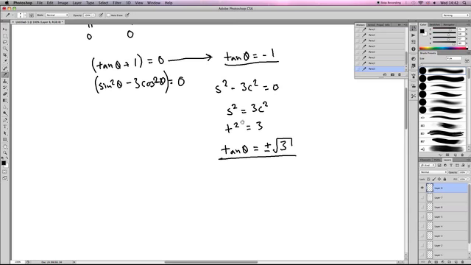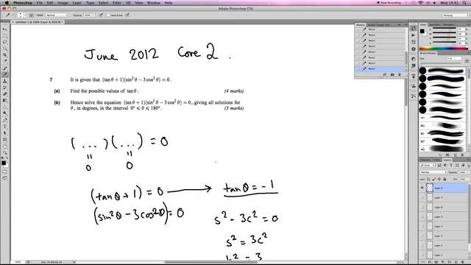So there it is. There's your 4 marks. Hence, solve this equal to 0, giving all solutions for theta in degrees in the interval 0 to 180.